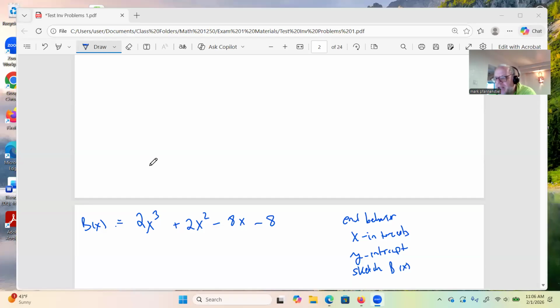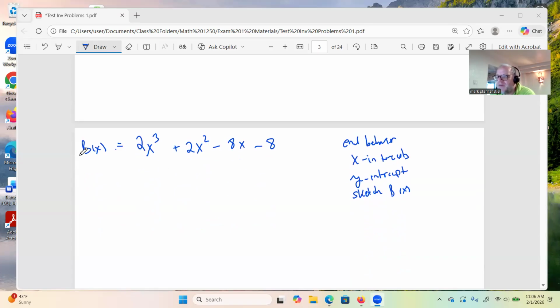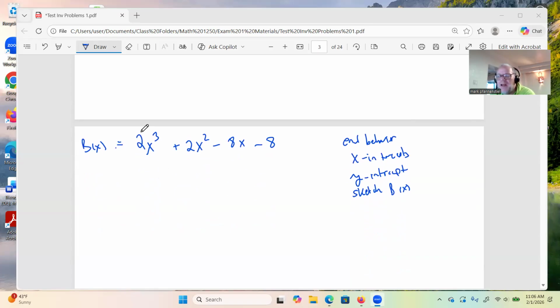All right, welcome back to pre-calculus. We are going to be looking at graphing a polynomial now. So this is the problem we have: b of x is equal to 2x cubed plus 2x squared minus 8x minus 8. Boy, there's a lot of even numbers there.